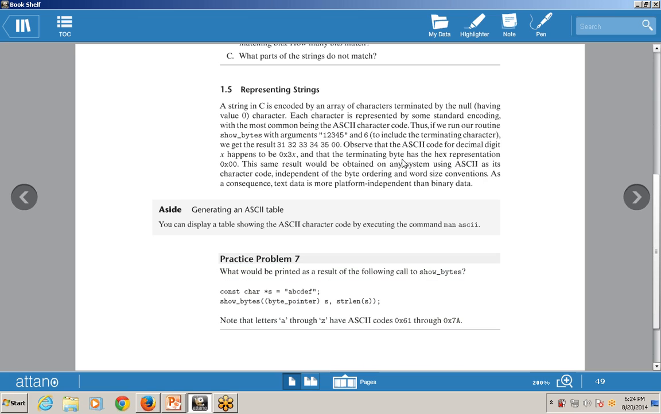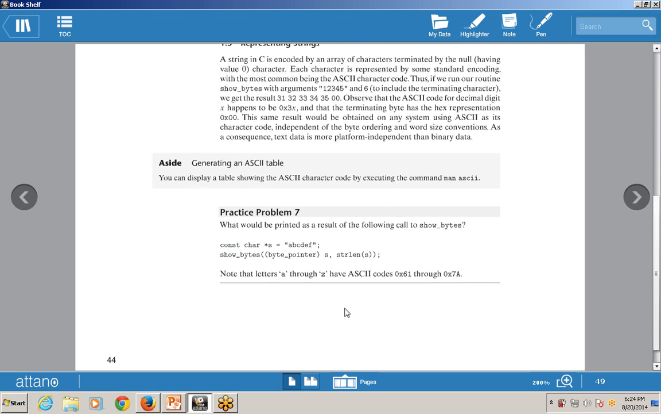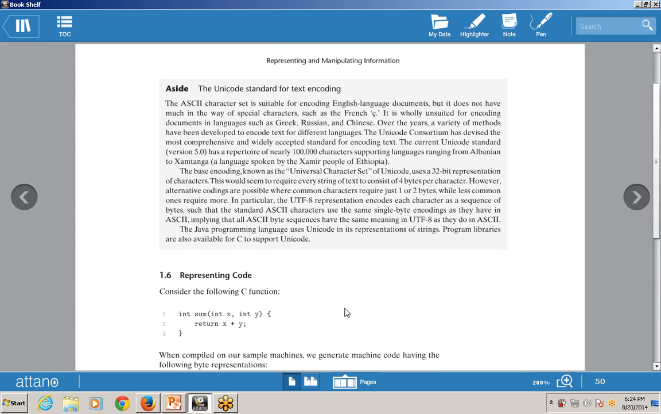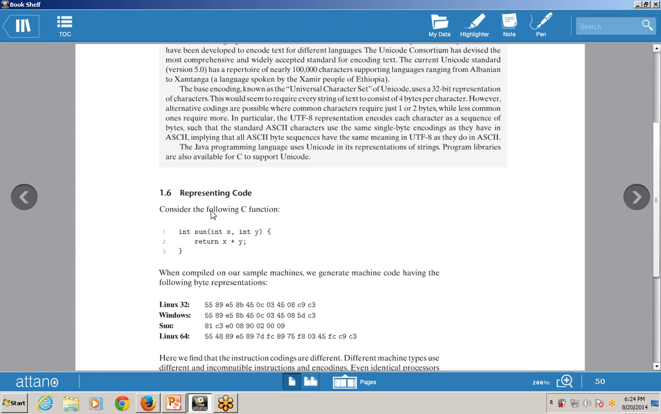This is the ASCII code characters. Now, next is representing the code. Representing the code means how we can use the coding in the C language. This says, consider the following C function.